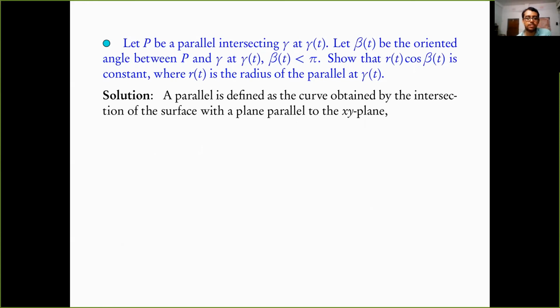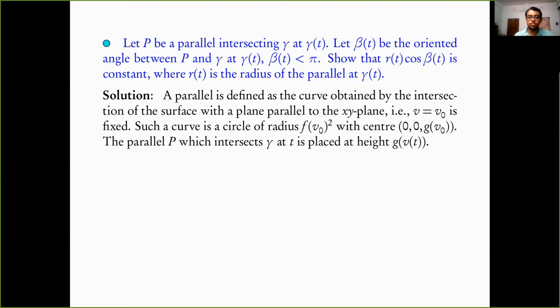What you get is going to be a circle because your z coordinate is fixed, and then it's a circle of radius f of v, placed at height g of v, and u is arbitrary. Okay. So you have a parallel, and then you are intersecting the parallel with the curve gamma. Here, one has to say that gamma is a geodesic. I haven't mentioned it here. I might have mentioned it in the homework, but this is not true for a general curve. So you take a geodesic gamma, you intersect it with a parallel, and you look at the oriented angle between P and gamma.